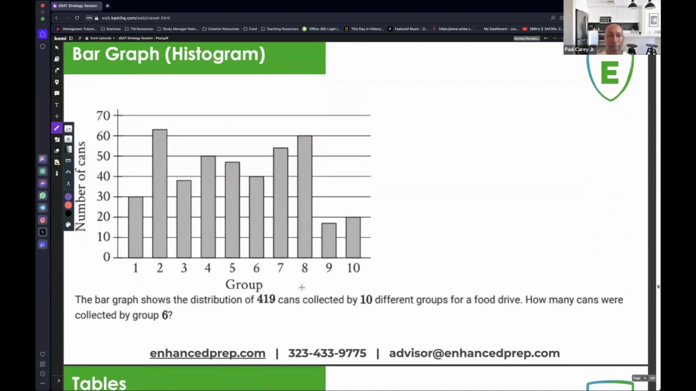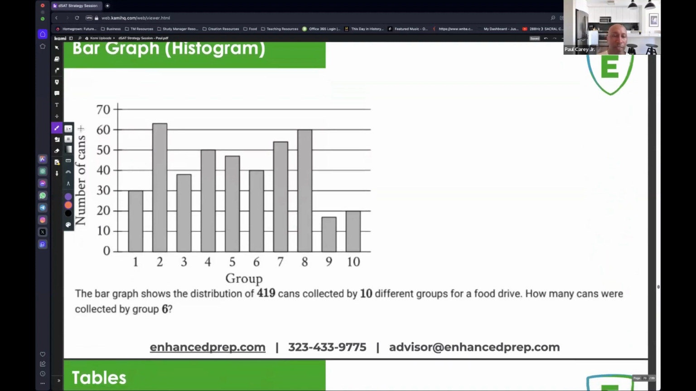Okay? Same thing with bar graphs. We know that this is going to be our number of cans. We see this is going to be the groups. It says the bar graph shows the distribution of 419 cans collected by 10 different groups for a food drive. How many cans were collected by a group of 6, right? So we go to a group of 6. We draw our line directly over. We see that's going to be our 40, and there we go.